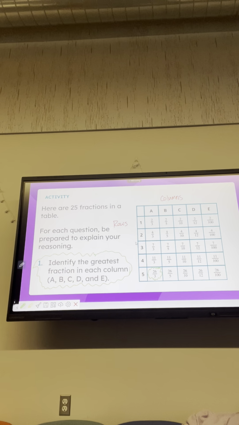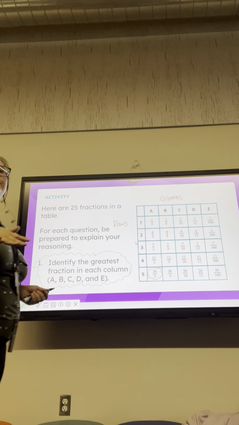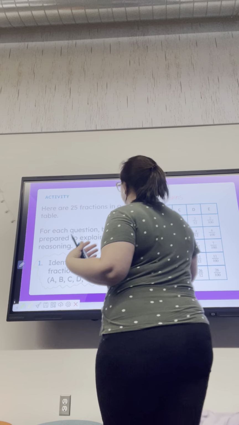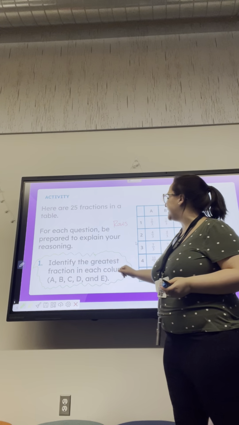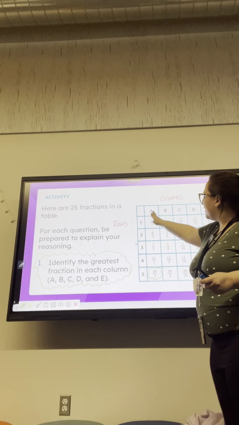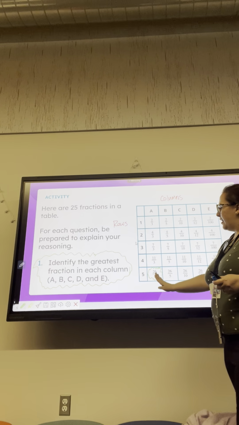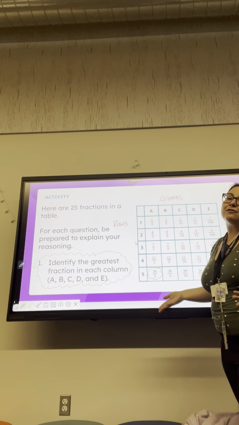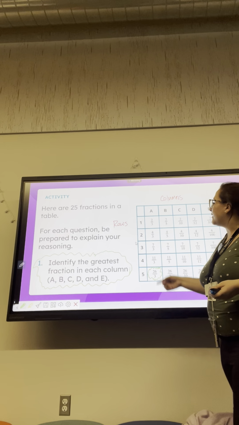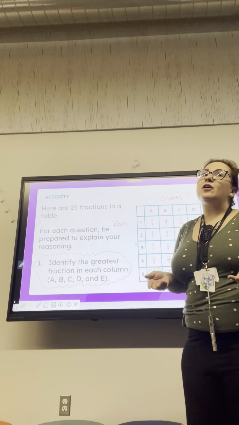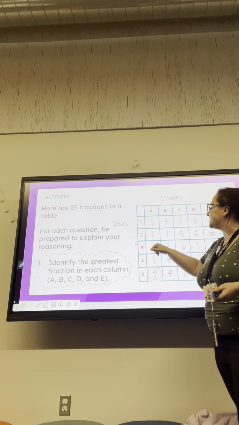Good. All right. So I do see a few thumbs to the side, so I'm going to go ahead and just make sure I go over the instructions one last time. Please look up at the board. Thank you. It says, identify the greatest fraction in each column. So I'm going to go column by column, and in each letter, I'm going to see which fraction is the biggest. The way that I can figure it out is I look at which number in the numerator is the biggest. The reason why I can do that is because all of the numbers in the denominator are actually the same.